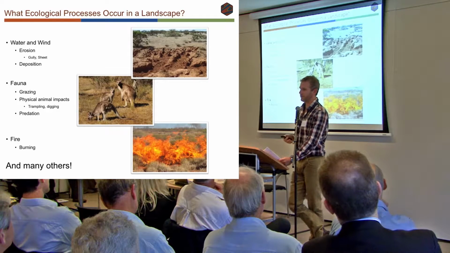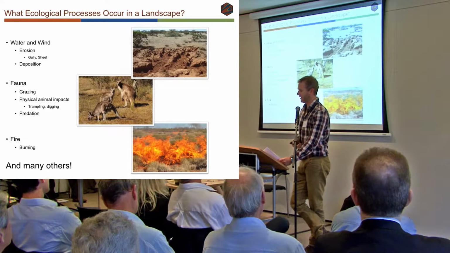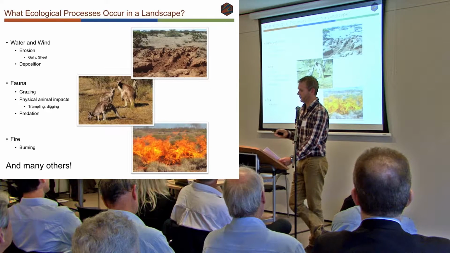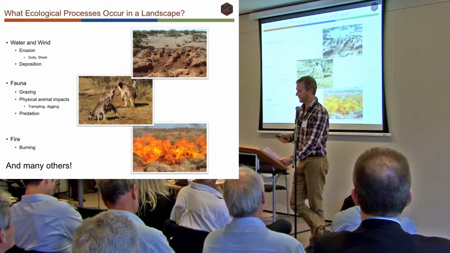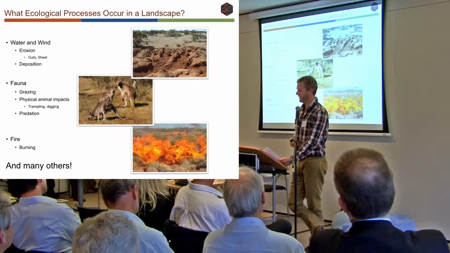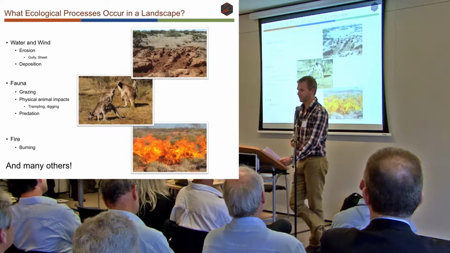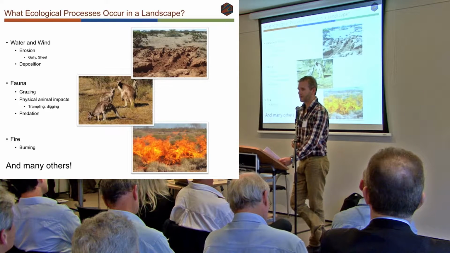So what are some of the ecological processes that occur within a landscape? Well, I think the big three that we've already spoken about a lot here are the water and wind in the form of erosion and deposition, fauna in terms of grazing, physical trampling and predation, and fire in the form of burning. Of course, there's many, many more.